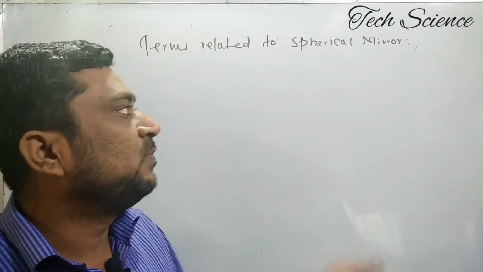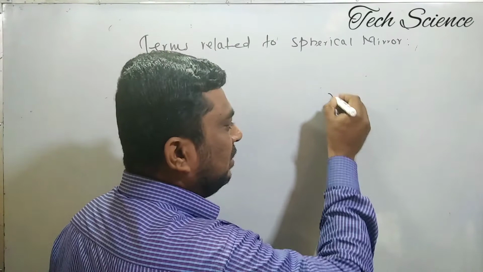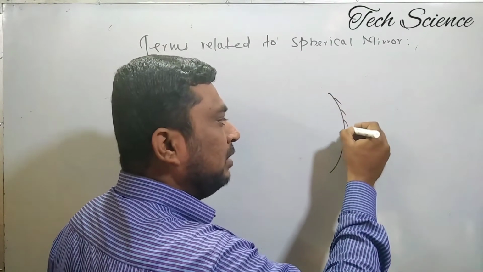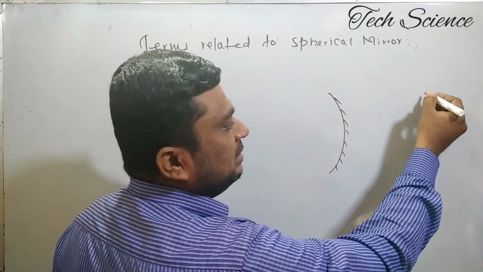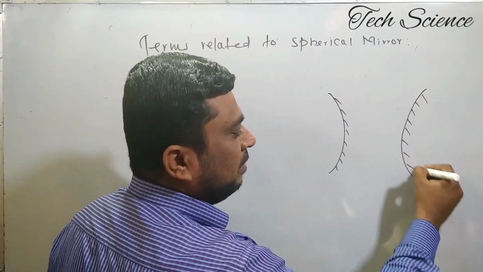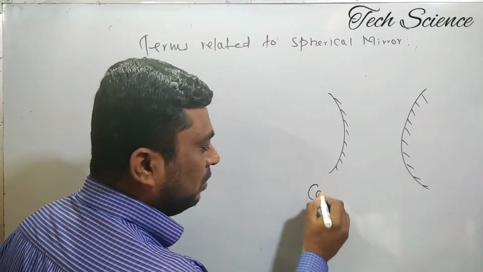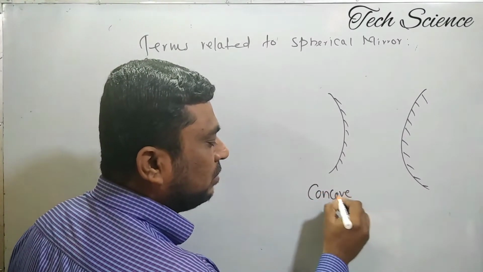Let's see, I will explain spherical mirror within a short period of time. Observe, this is the diagram to denote the spherical mirror. This is the first one and this is the second one. Am I right? So what do these two diagrams indicate? These two diagrams indicate the types of spherical mirror. The first type of spherical mirror is called concave. Why is it called concave mirror?